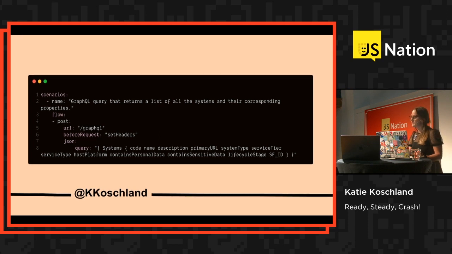Then you define the flow. This is an array of operations that a virtual user will perform. In the above example, they're making a post request with a JSON body that contains a GraphQL query. You can see here that I'm also calling my setHeaders function before the request. And above is a snapshot.